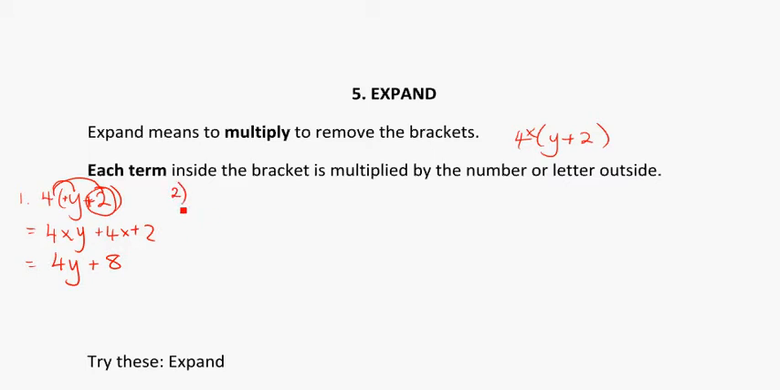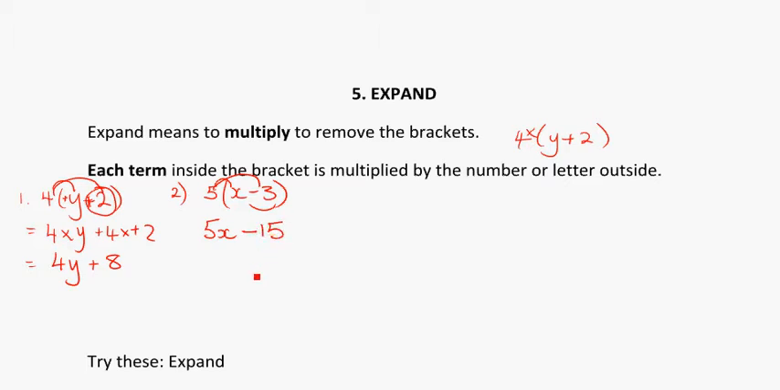Okay, let's have a look at another example. 5 bracket x minus 3. Take the 5 and multiply it by the first term. 5 times x is 5x. Take the 5 and multiply it by the negative 3. 5 times negative 3 is negative 15.